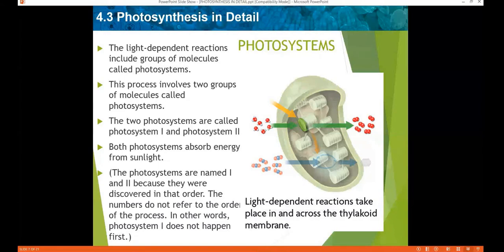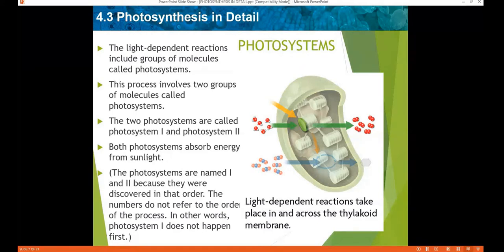So for example, during the light-dependent reactions, energy is captured and transferred in the thylakoid membrane by two groups of molecules called photosystems. Okay, so we discussed that in grana the light-dependent reactions take place and they capture the sunlight. This is what we discussed, right? So this sunlight which is captured and transferred in the thylakoid membrane, it is done by two groups of molecules. The name given to these molecules is photosystems. Okay, the two photosystems are called photosystem 1 and photosystem 2.